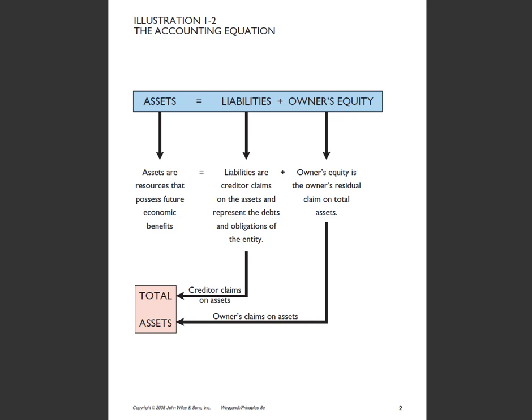And the reason why we have liabilities first in this equation is basically that's going to be considered the right side of the equation. Liabilities plus owner's equity is the right side, assets is the left side. Creditors' claims on assets are first because in the event of liquidation, creditors are paid first before the owners. So that's the reason why there.